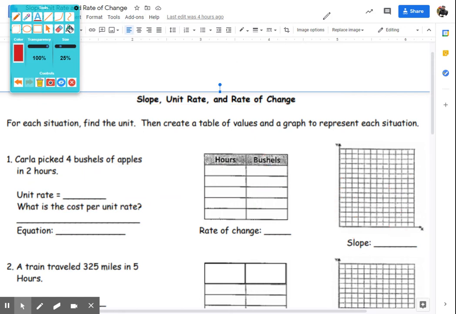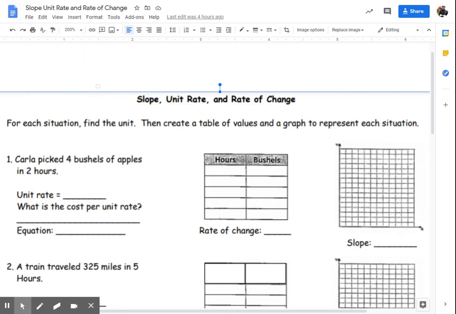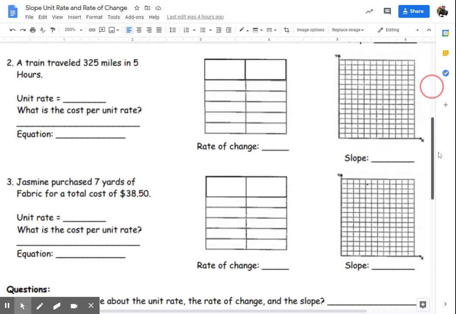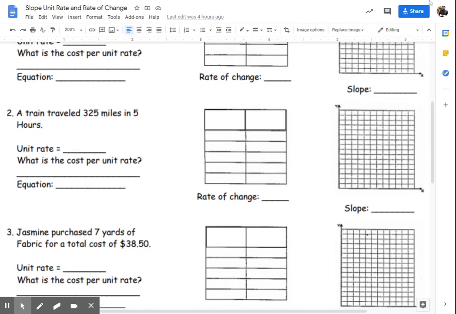All right, so let's erase this. Let's go down. Put this back up.